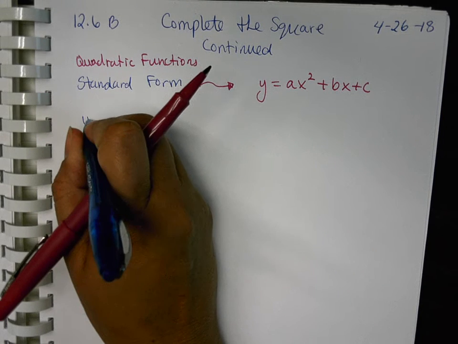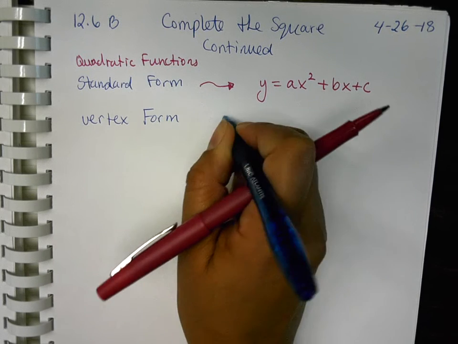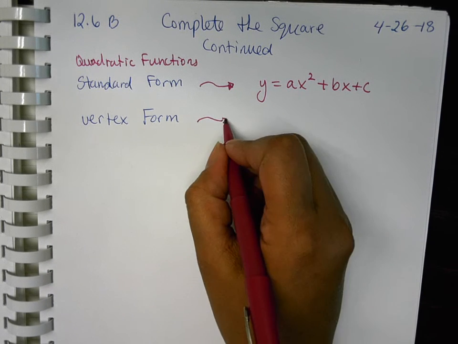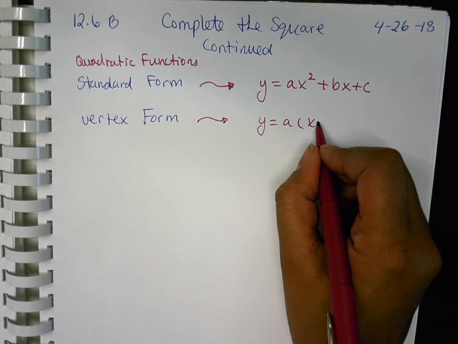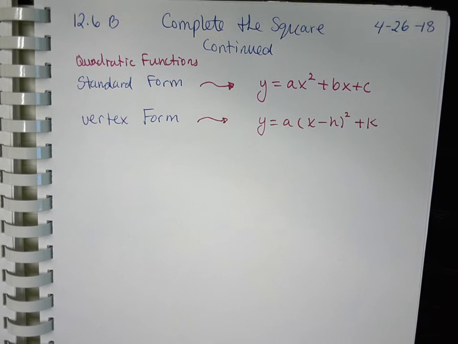All right, other one is the vertex form. This is the one we like when we're factoring. And it looks like this. Y equals a times the quantity of x minus h squared plus k.